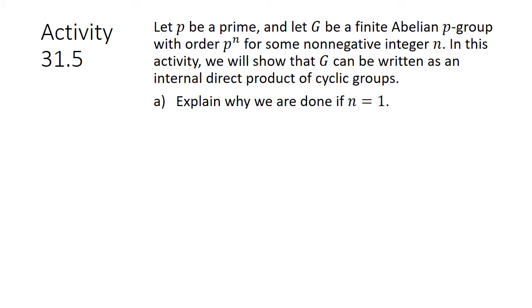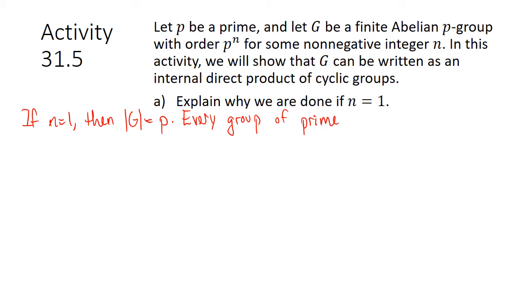Alright, so if n equals 1, then the order of G is just equal to p, okay? And every group of prime order is cyclic. I can't remember if we ever actually learned this or if we just learned things that would imply this. I know that we learned that every group of order that's the product of two primes is cyclic, but I don't remember if we ever actually did this. But let me just give you a brief argument for why this is true.